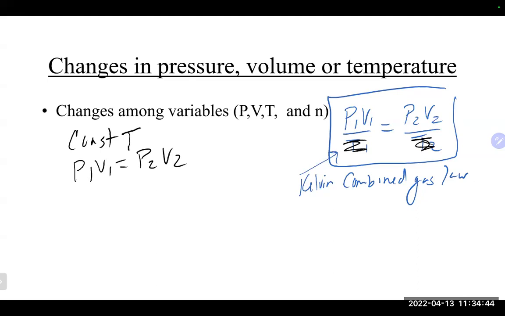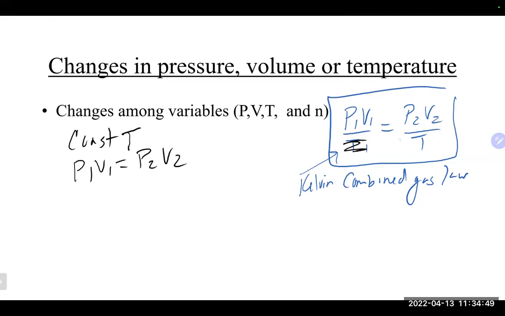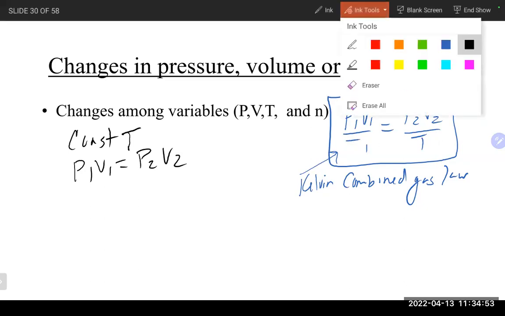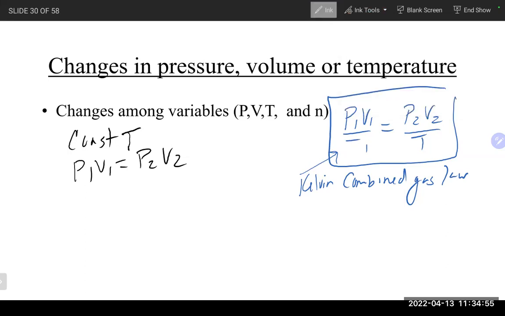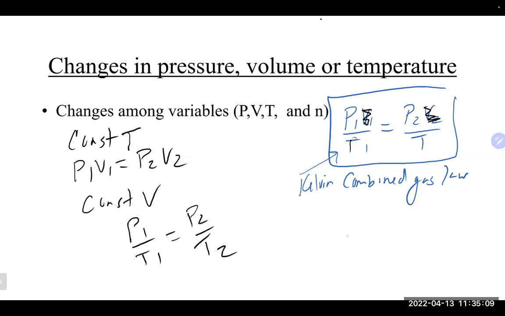Now, if you are at constant volume, for example, you take out your volume, and there's your P1 T1 is equal to P2 T2. If you're at constant pressure, you take out the pressure and you're left with V1 T1 equals V2 T2.